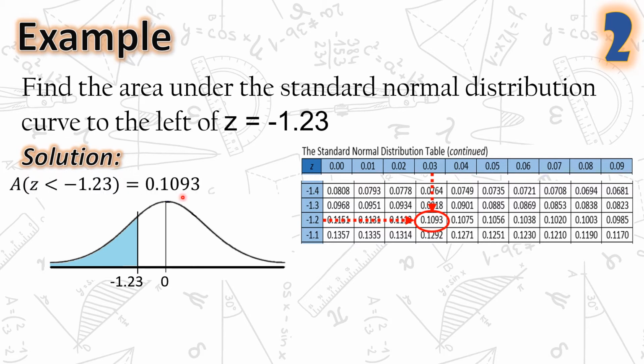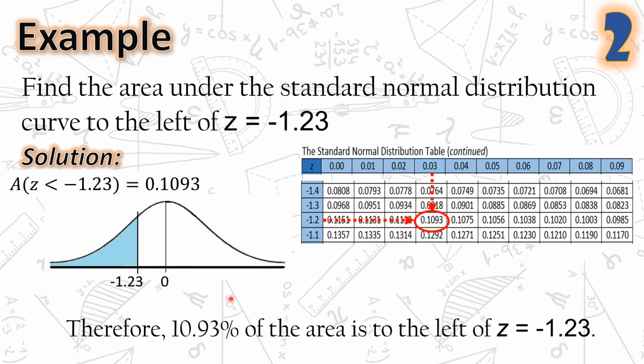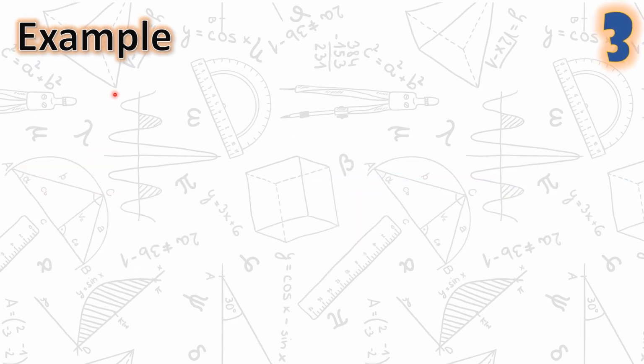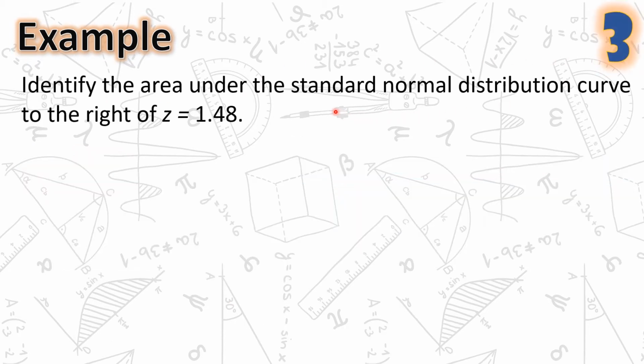Therefore, the area to the left of z equals negative 1.23 is 0.1093. Or we say that 10.93% of the area is to the left of z equals negative 1.23. Next, let us have example number 3. Identify the area under the standard normal distribution curve to the right of z equals 1.48.